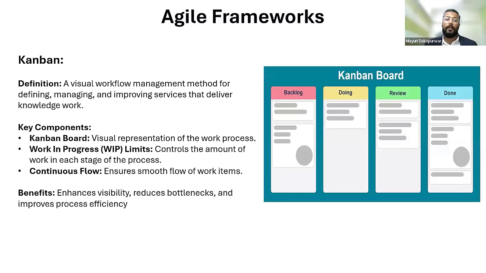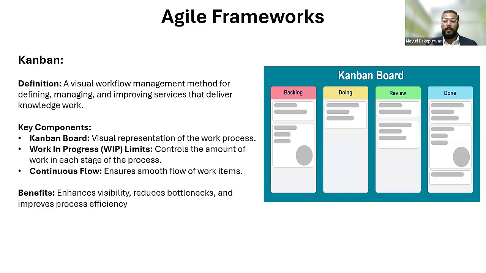So we are talking about Kanban as one of the Agile management frameworks, Agile service management frameworks, or you can call it as Agile framework. A visual workflow management method for defining, managing, and improving services that deliver knowledgeable work. And if we talk about key components, mainly the Kanban boards. So you have these visual dashboards where you have your to-do list, and then you take the ownership of those items, you move them to WIP, that is work in progress or work in process, and we limit that.